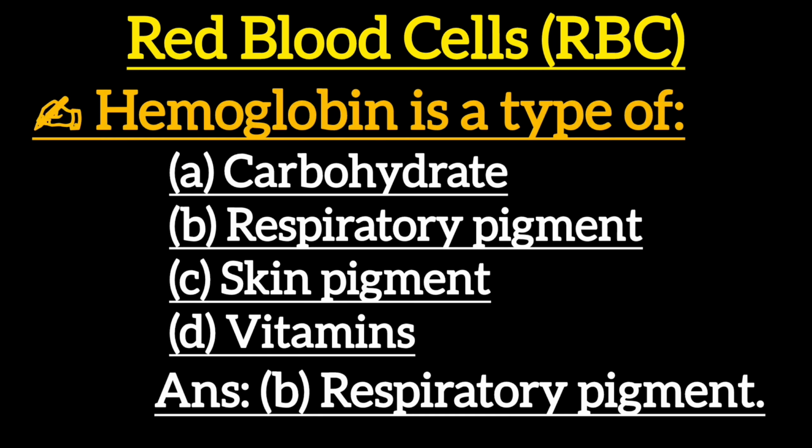Next one is hemoglobin is a type of option A carbohydrate, option B respiratory pigment, option C skin pigment, option D vitamins. Correct answer is option B respiratory pigment.